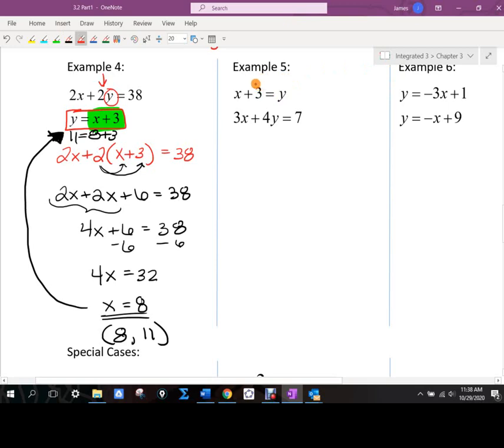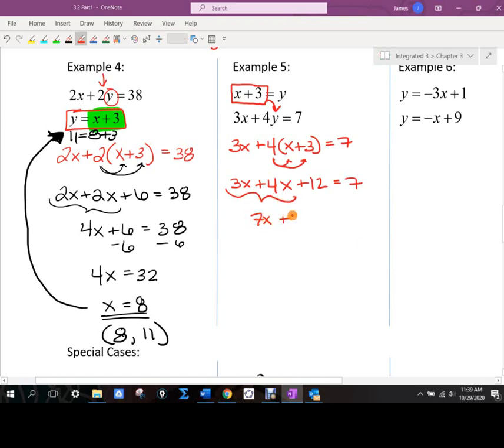So y is already solved for, right? In this top equation, y is x plus 3. So I'm going to come down here and where I see a y, I'm going to replace it with x plus 3. So I got 3x plus 4 times x plus 3 is equal to 7, right? So I'm going to distribute my 4. So we get 3x plus 4x plus 12 is equal to 7, right? How many x's you got here? 7 x's plus 12 is equal to 7, right?